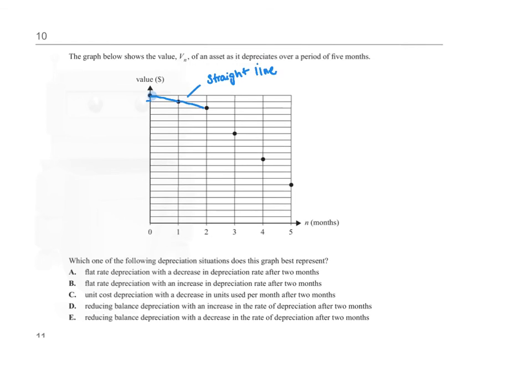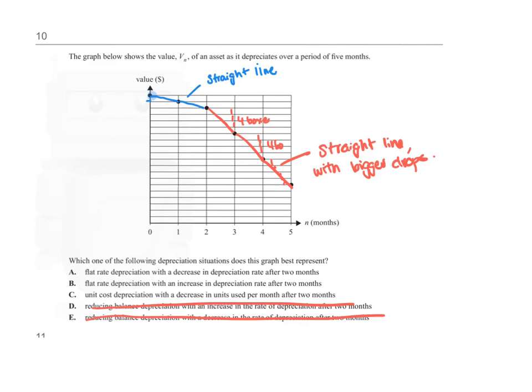It then drops here. So say this drop, it goes 1, 2, 3, 4 boxes. So it's dropped 4 boxes. But then if you look here again, this one's 1, 2, 3, 4, so 4 boxes. So this is also a straight line with bigger drops. Okay, so the straight line means flat rate. So we definitely can get rid of reducing balance depreciation. It's not looking like that.